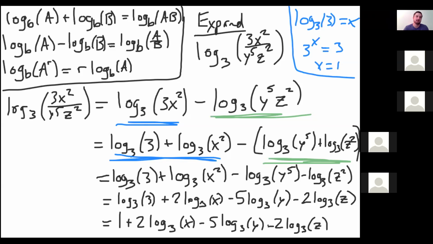One plus 2 times log base 3 of x minus 5 log base 3 of y minus 2 log base 3 of z. And then the same question that we should always be asking ourselves when we're doing this: Is there anything else that I can do? Any other log properties or any other simple calculations that I can do for these logs?